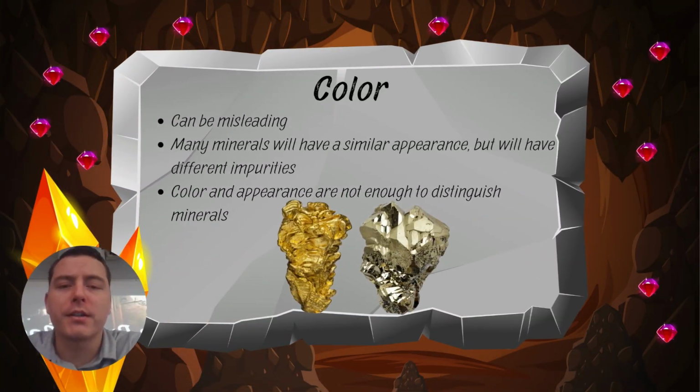At first, we would think that color would be pretty easy to identify minerals, but it can be misleading because there are two minerals there. They both have that goldish color. The one on the left is actually gold. The one on the right is pyrite, fool's gold. Many minerals have a similar appearance but will have different impurities. Color and appearance are not enough to distinguish these minerals.